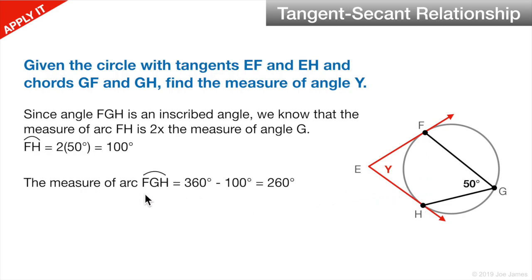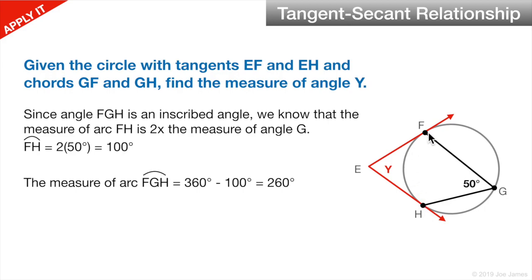So the measure of arc FGH is equal to 360 minus 100, right? The whole circle measures 360 degrees, and we know what FH is, it's 100. So we just subtract 100 and we get 260 for this big arc, FGH.